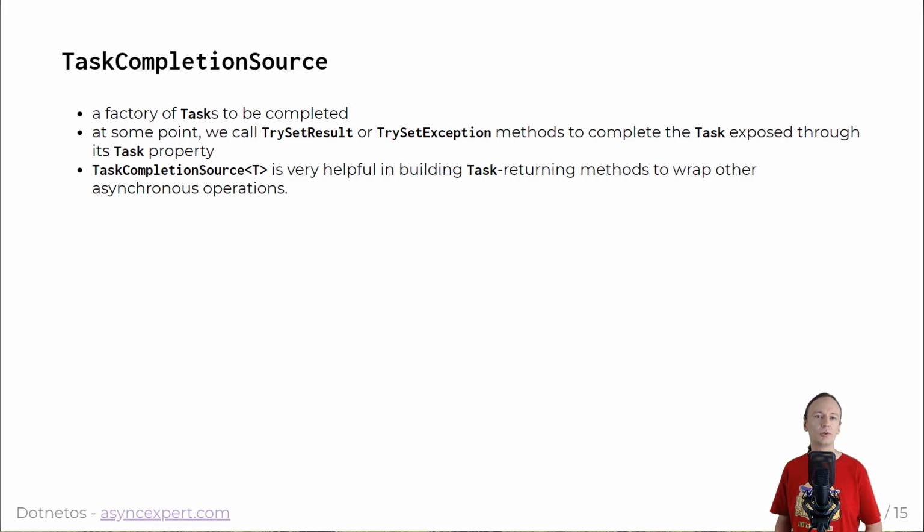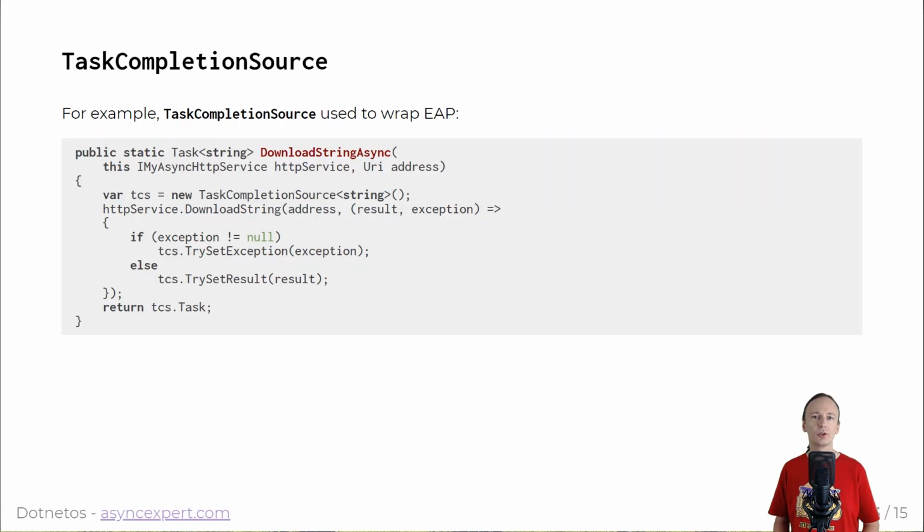Very typically, we use TaskCompletionSource of T, and it is a very helpful method in building task wrappers around legacy code, which provides a kind of asynchronous operation, but is not task compatible. So we will just wrap this old operation into a task compatible version. A typical example is to wrap the event asynchronous pattern, as was described in one of the previous lessons. So we have, for example, a method which is called DownloadString. It is legacy code because it does not support any task compatibility.